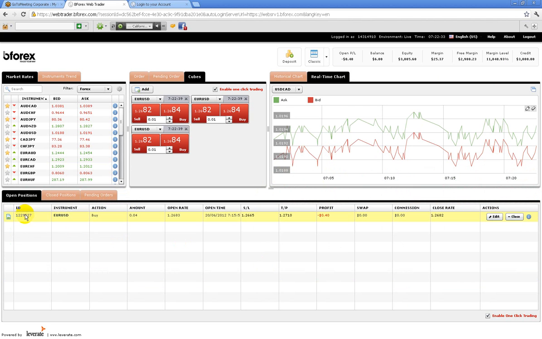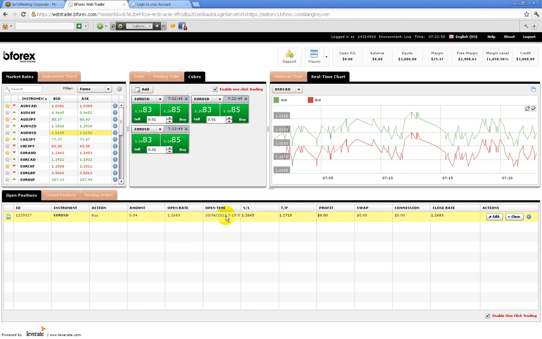Here we have the position that we opened. Open positions: the position ID, the instrument, which is the Euro US dollar, actions, which is buy or sell, the amount, which is 0.04 lots, the open rate, which is 1.2683, the time that we opened the position, our stop loss and take profit, the profit that we're making, and the swap. What exactly is a swap? Swap is the same thing as a rollover.